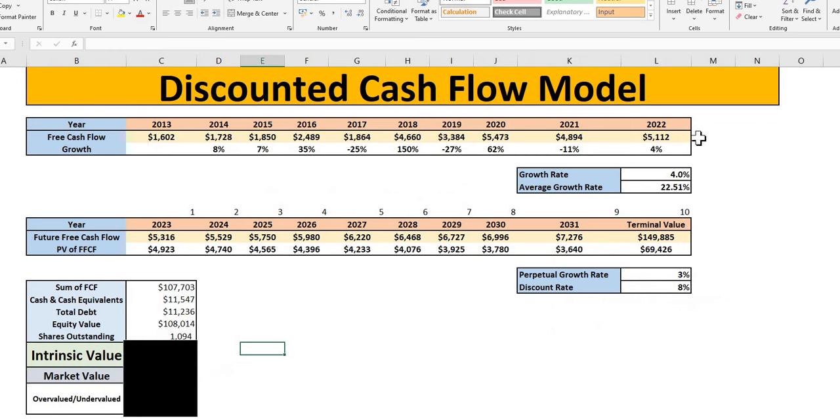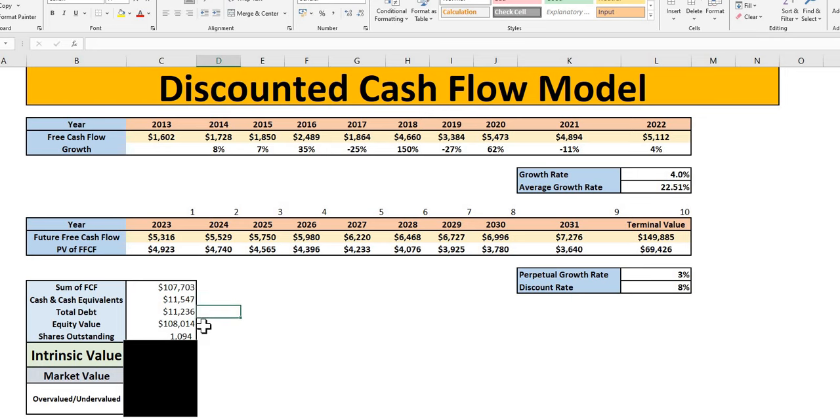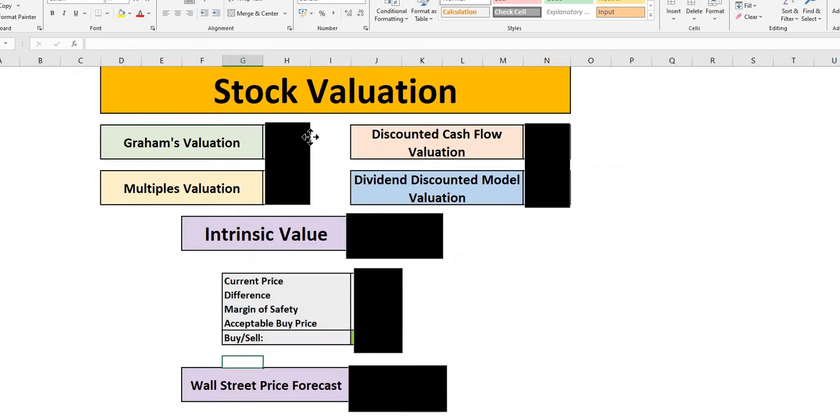We then have the DCF model with the free cash flows year on year, forward-looking growth rate with that of the discount rate. We get the present value of future free cash flows and terminal value. Add together with the cash, subtract total debt, that is the equity value, divide by shares outstanding, we get an intrinsic value, again showing signs, three signs in fact, of undervaluation.